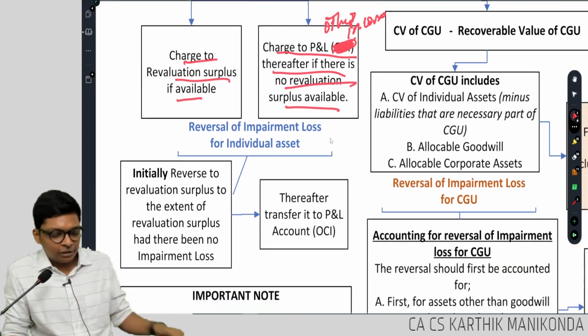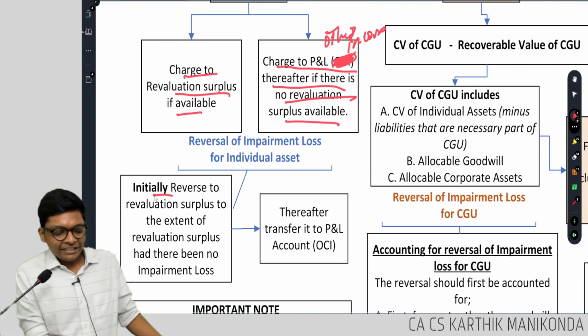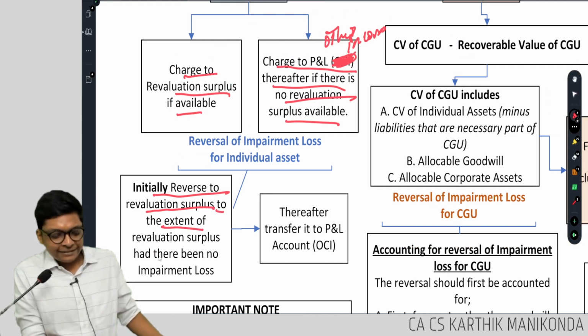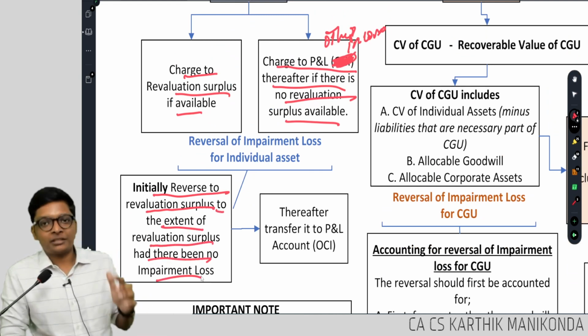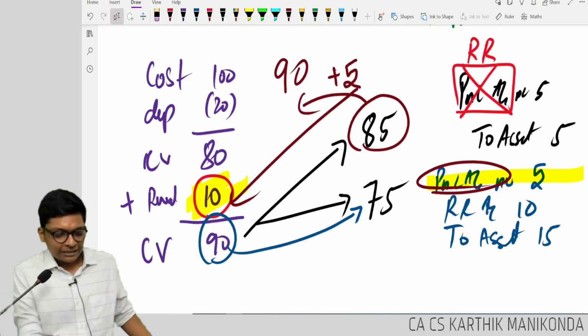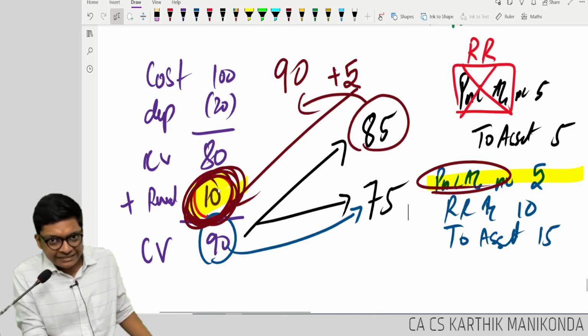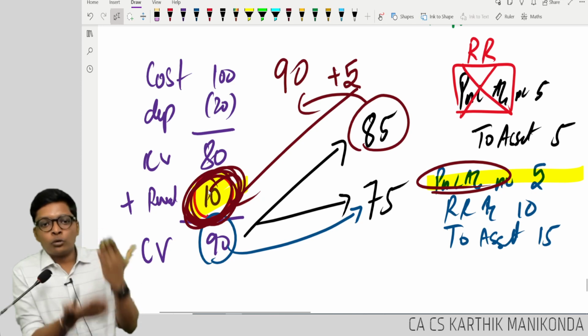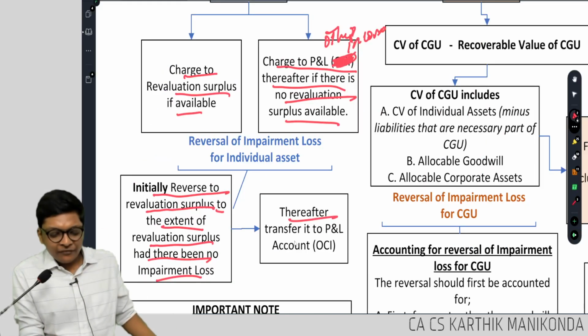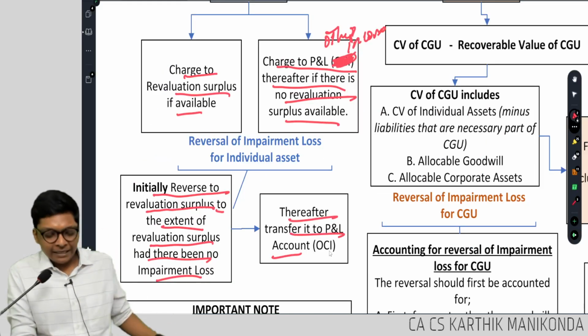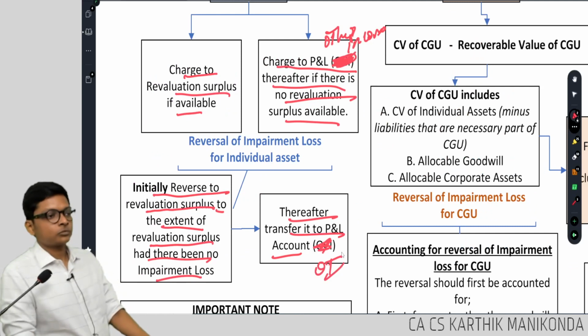Reversal of impairment. We saw reversal also. Look at reversal. Initially it is reversed to the revaluation surplus, to the extent of the revaluation surplus there would have been had there been no impairment loss. Here, to the extent of this 10, you can move up and move down the revaluation. Thereafter, transfer it to P&L, which is my other income.